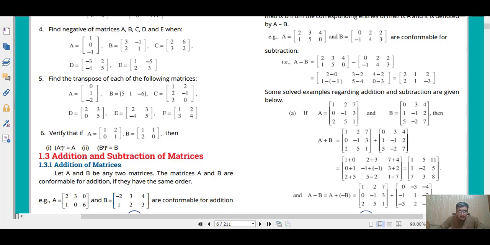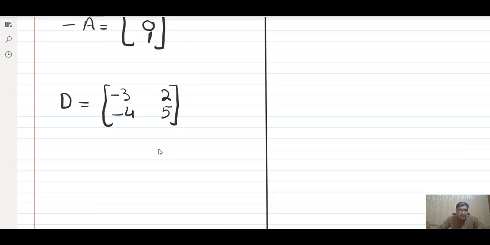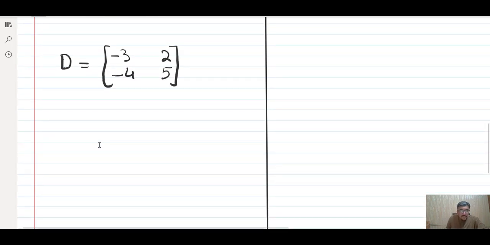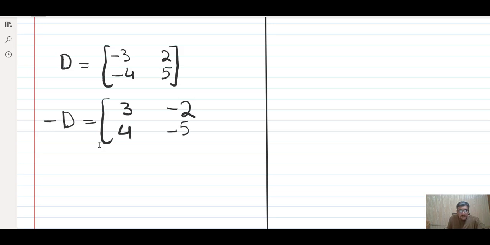So I have to find the negative matrix of this D. What I do is change the signs. It will become minus D. So minus 3 will become 3, 2 will become minus 2, minus 4 will become 4, and plus 5 will become minus 5. This is known as the negative matrix of D.